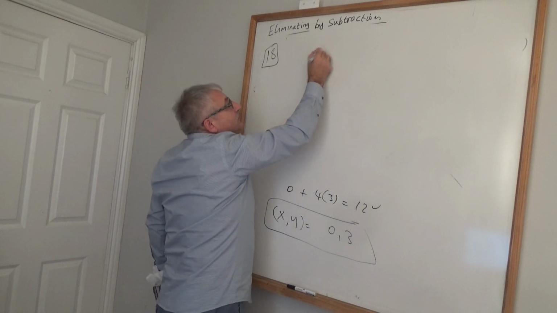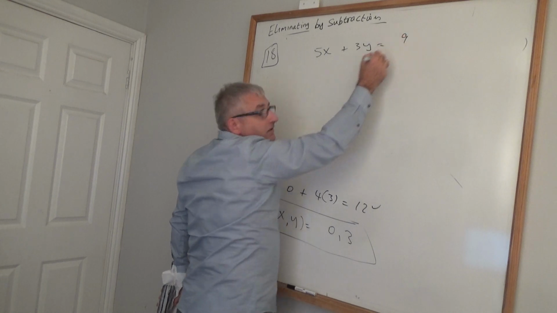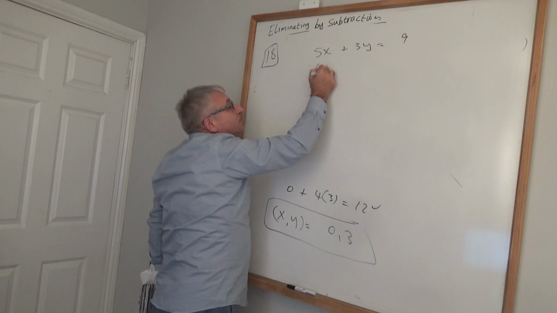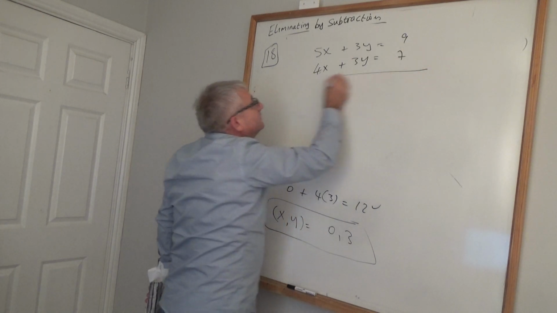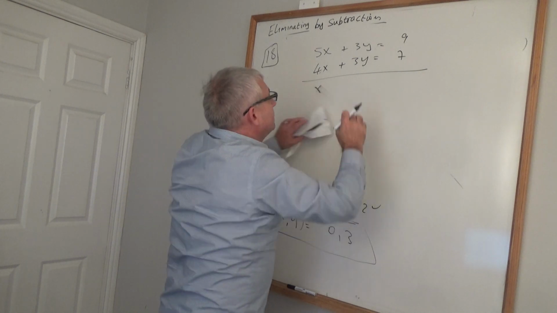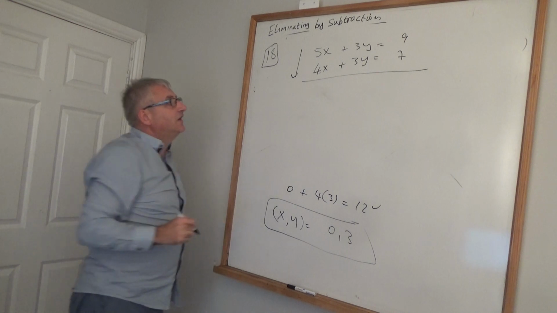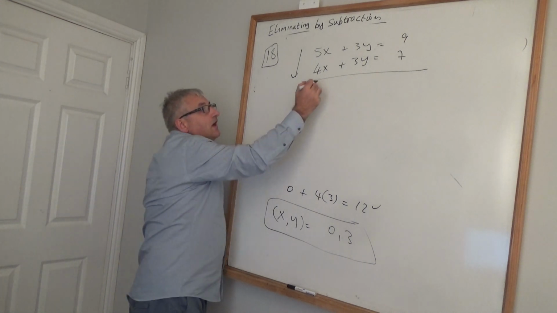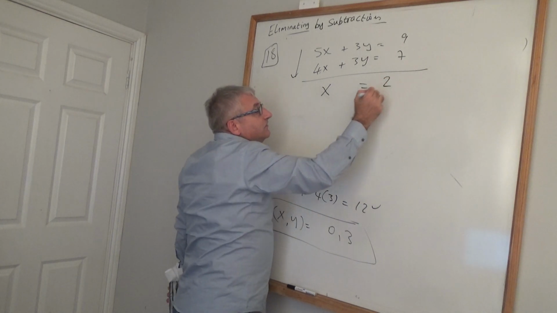And we have 5x plus 3y equals 9, and 4x plus 3y equals 7. Now what I'm doing is I'm seeing that the 3 y's are going to cancel by subtraction. I'll represent the subtraction that way. I get 5x take away 4x is x, and 9 take 7 is 2.